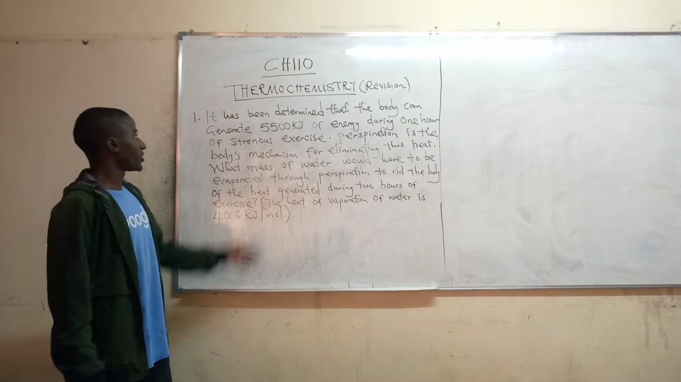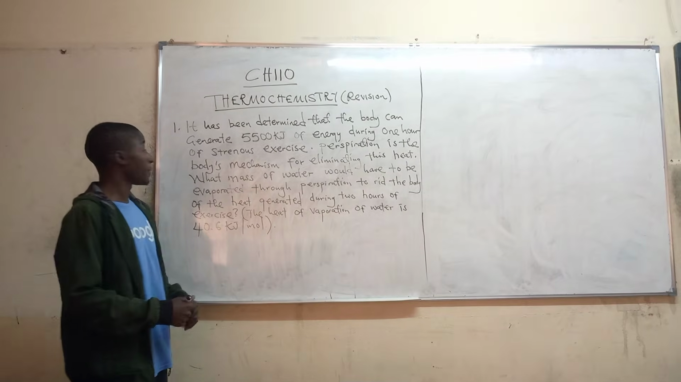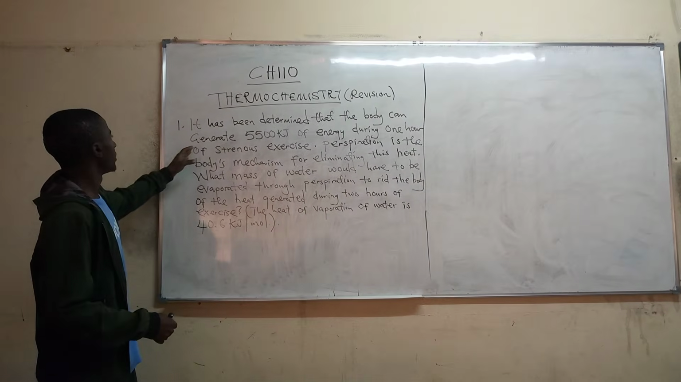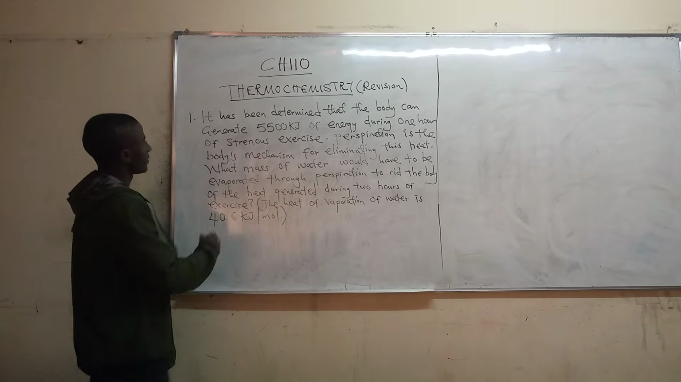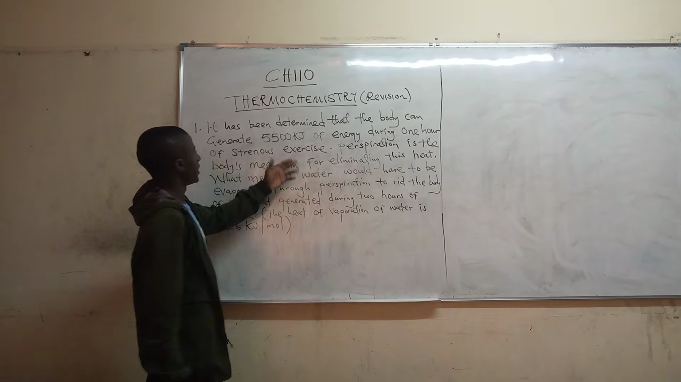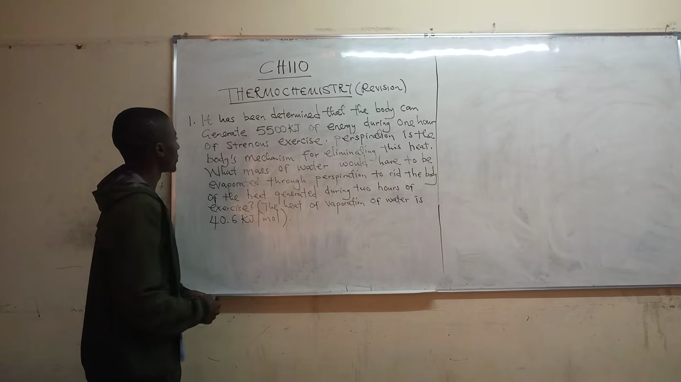And we are going to revise together Thermochemistry, that is CH110. And the question reads: it has been determined that the body can generate 5,500 kilojoules of energy during 1 hour of strenuous exercise.